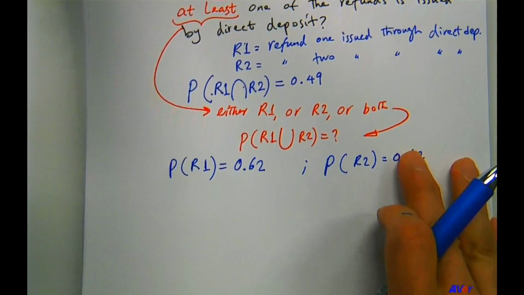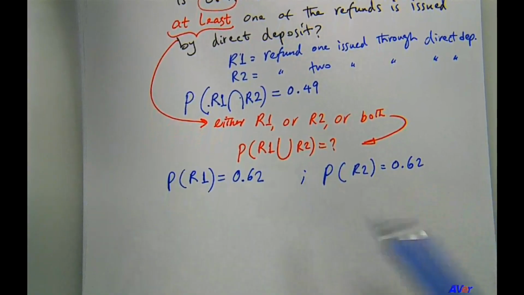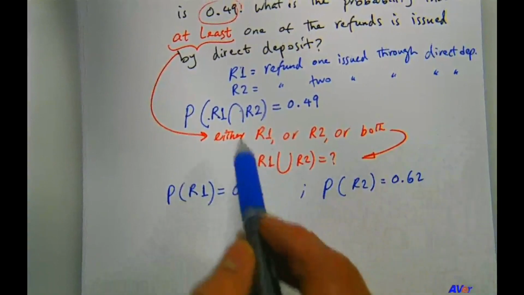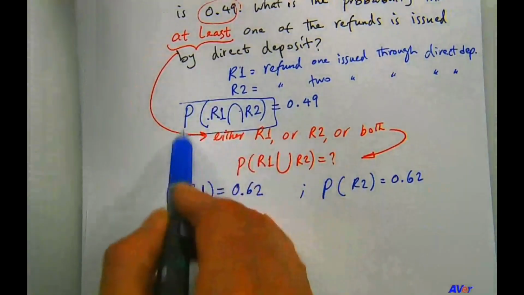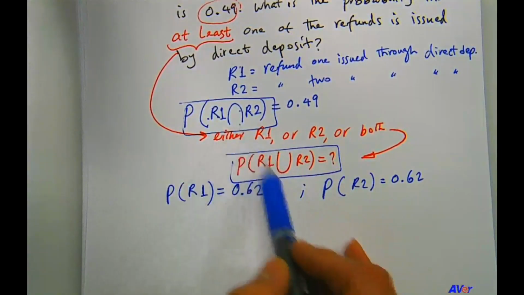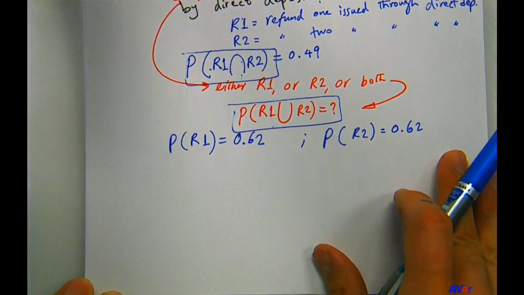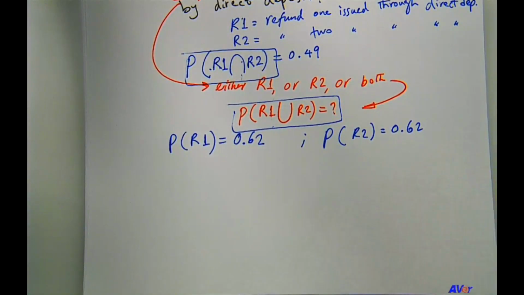Okay, so now once you do this translation of information from plain English to symbolic form, look at your symbols. You are given information about the intersection. You are asked to find the union. What do these two tell you? They tell you to use the additive rule, right? That's the only formula where you have those two symbols represented.